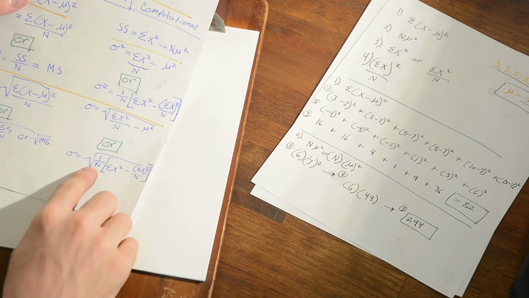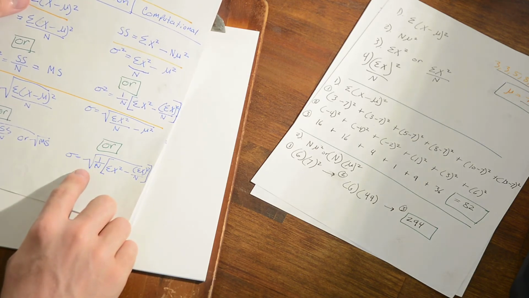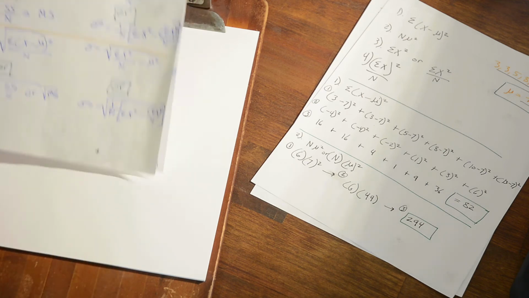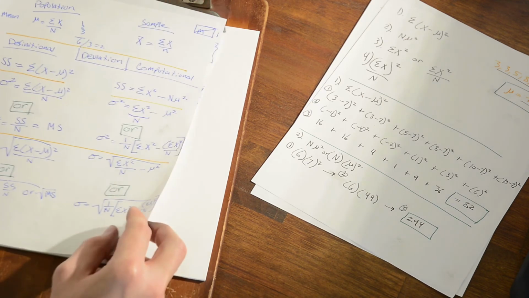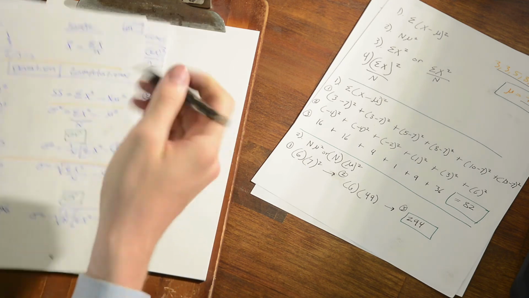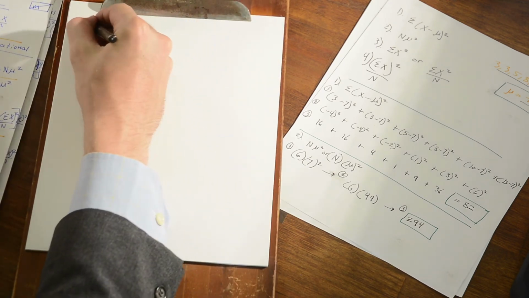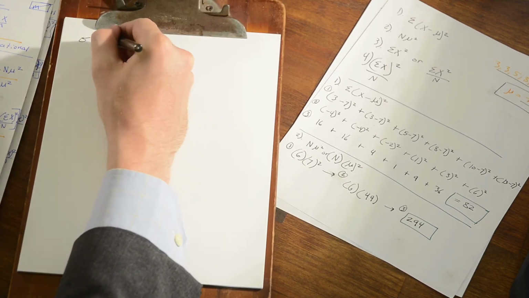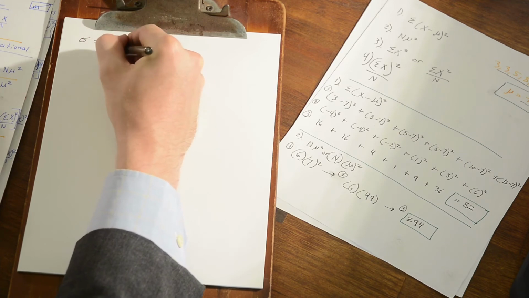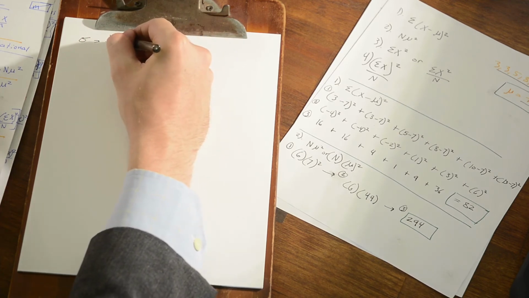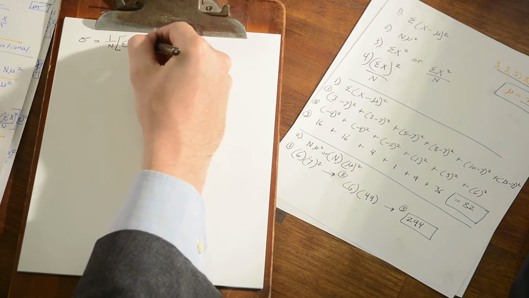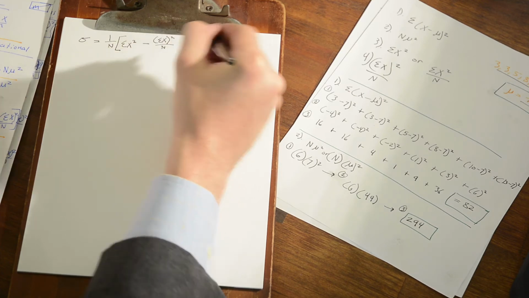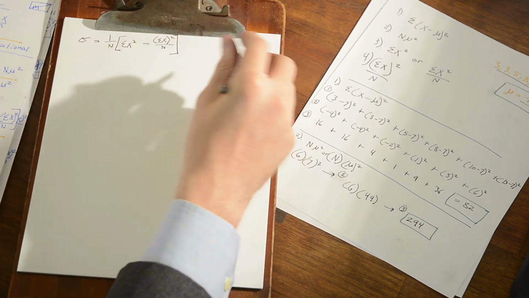So let's say this formula here for the standard deviation of a population. And we're going to use the computational version of it. So what do we have? Well, we're looking for the standard deviation, so lowercase sigma, is equal to 1 over n times the sum of x squared minus the sum of x squared over n. Put that in brackets.